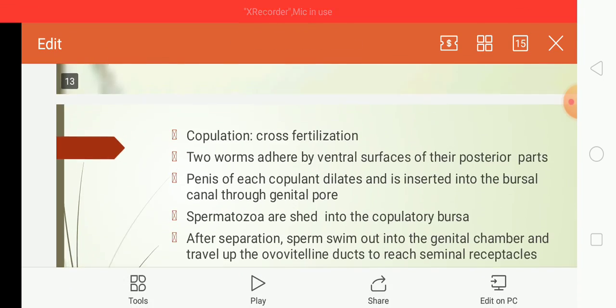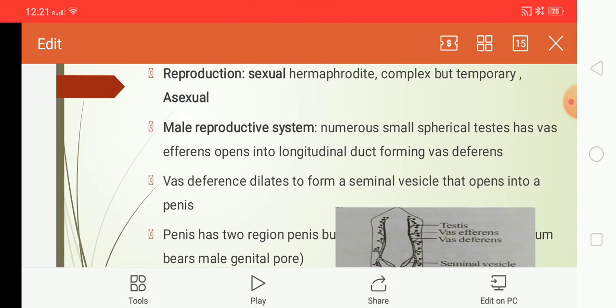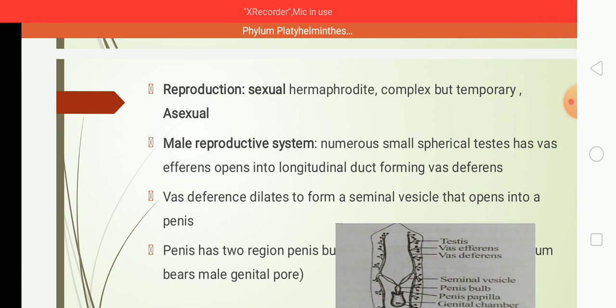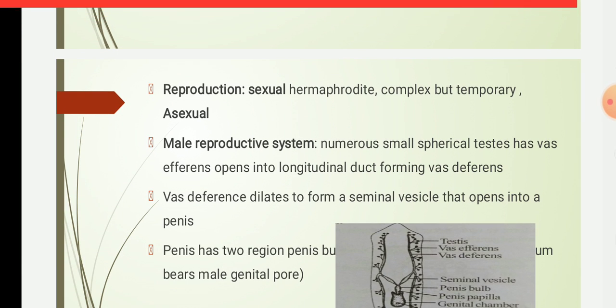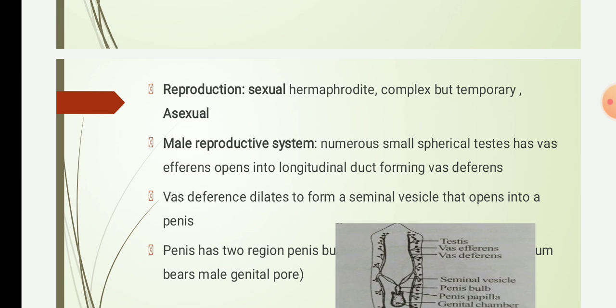Now we will study the sexual. We will revise the sexual reproduction. In sexual reproduction, Planaria is a hermaphrodite, but they always show cross fertilization. Self-fertilization does not take place. Okay, so there is a male reproductive system plus a female reproductive system.